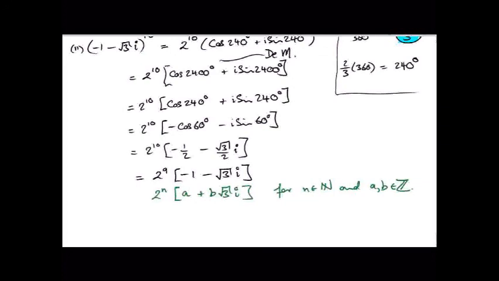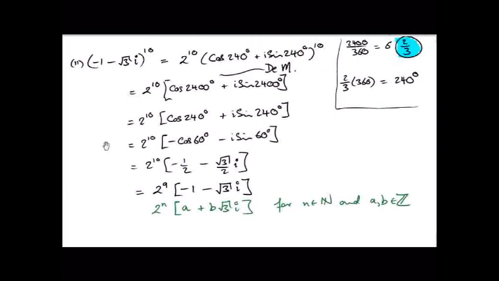Instead of saying simplify like I did, they would say express minus 1 minus root 3 i to the power of 10, the top of the page, in the form 2 to the power of n into a plus b root 3 i for n an element of N and a and b an element of Z, using De Moivre's theorem. Is that okay? That's probably the way they would have phrased it. So does everybody entirely understand what just happened there? We're all okay? All right, that's brilliant.